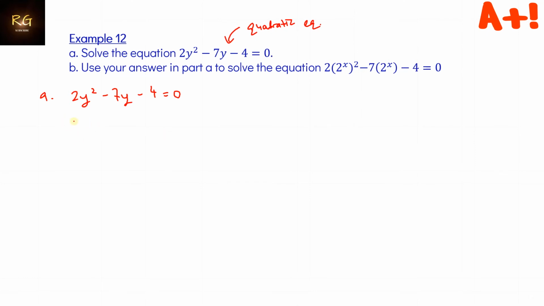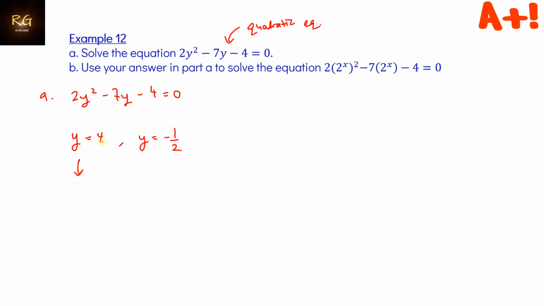However, we need to show steps once we find the root. So the root for y, when you use your calculator, you're going to get y equals 4, the first one. And the second one, you're going to get y equals negative 1 over 2. So don't forget, your calculator will give the answer straight away, but you need to show a method on how you're getting the answer. The method has a certain mark as well.